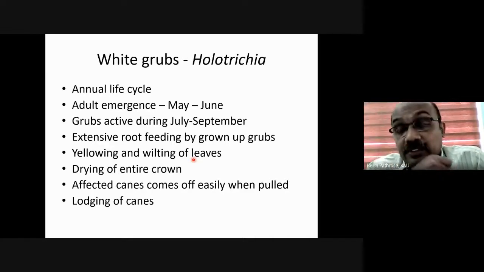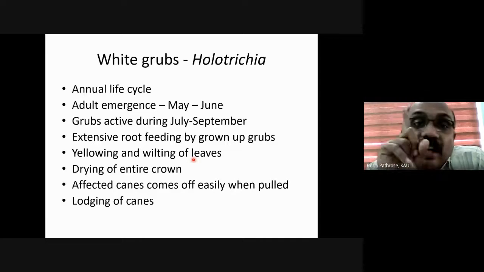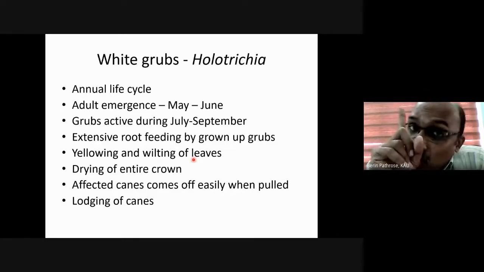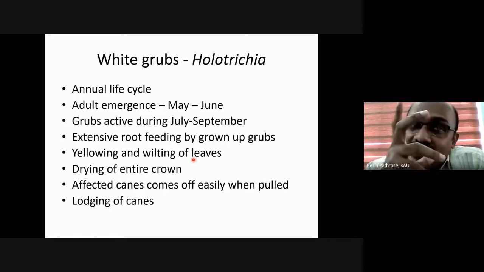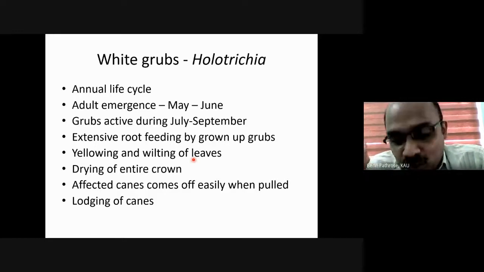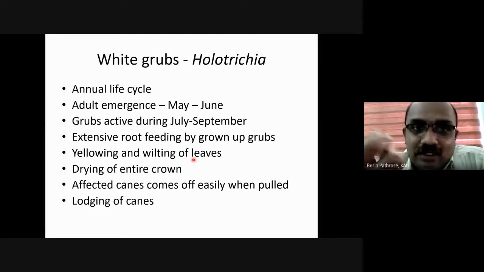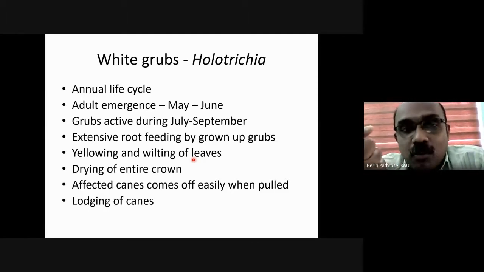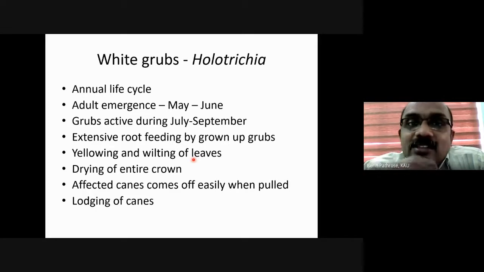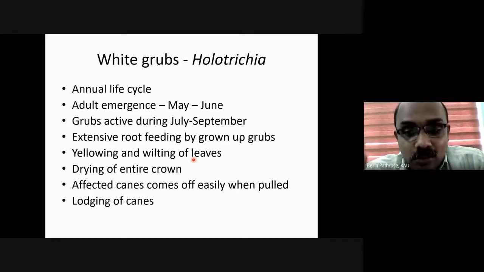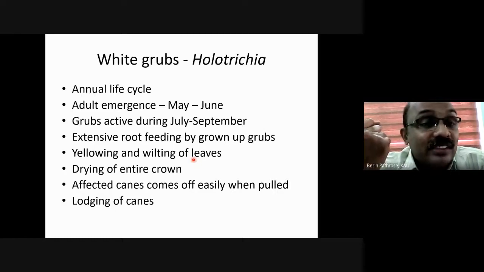That means its life cycle gets from egg to adult. It takes 1 year. So that's why it is called as having a 1 year life cycle. The adults emerge with the pre-monsoon showers. So by May, June, with the receipt of monsoon showers, the adult starts emerging. Hence, it is called as May June beetles also. Remember, it is also called as May June beetles.